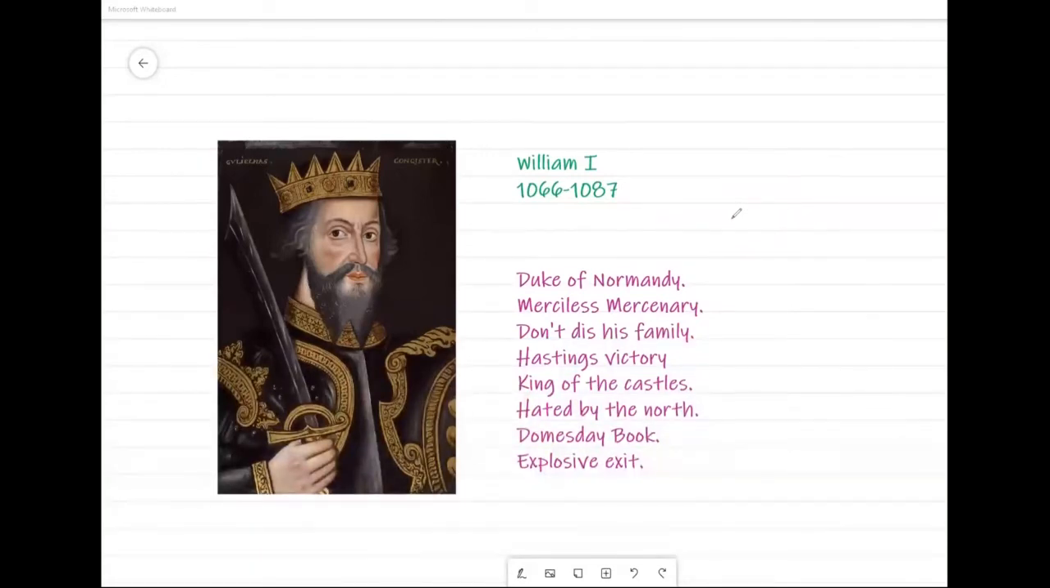That's good. So let's give a little bit of background about William before we come back to how Harald gets killed. Like I said, he's the Duke of Normandy, which means he's in charge of this northern part of France called Normandy. Northern, they're the Northmen, the Normans. They live in the north, basically. Yeah. He speaks French, even though he's got Viking ancestors. He's French. He's a bit of a merciless mercenary.